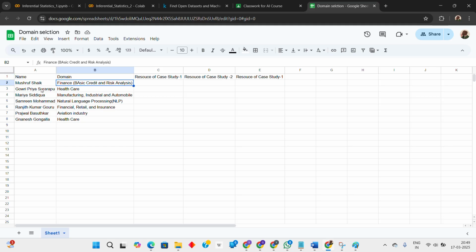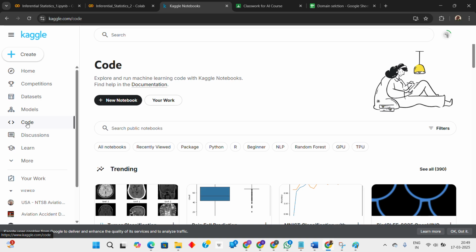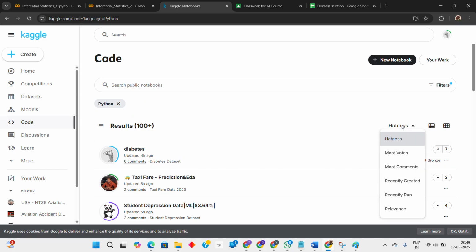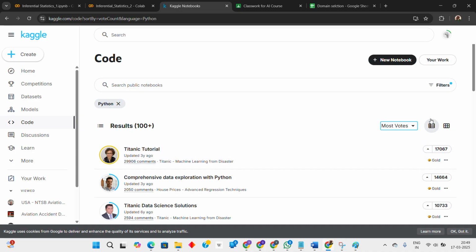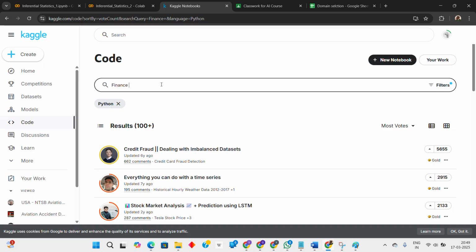For example, let me take Mushraf, who is interested in the finance domain. Then go to Kaggle. Go to the code section. Here you can select Python. First of all select Python, then instead of hotness, select most votes. Then in the search bar, what you can search is finance, right? Just type finance. Here you can see finance related things.